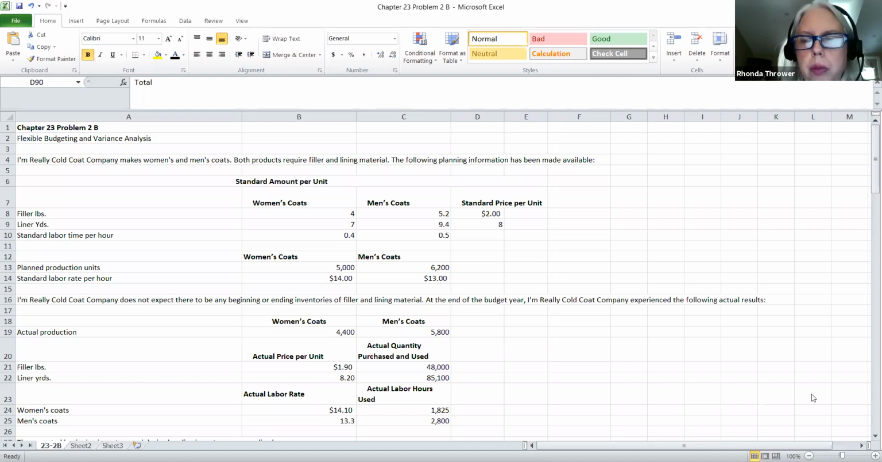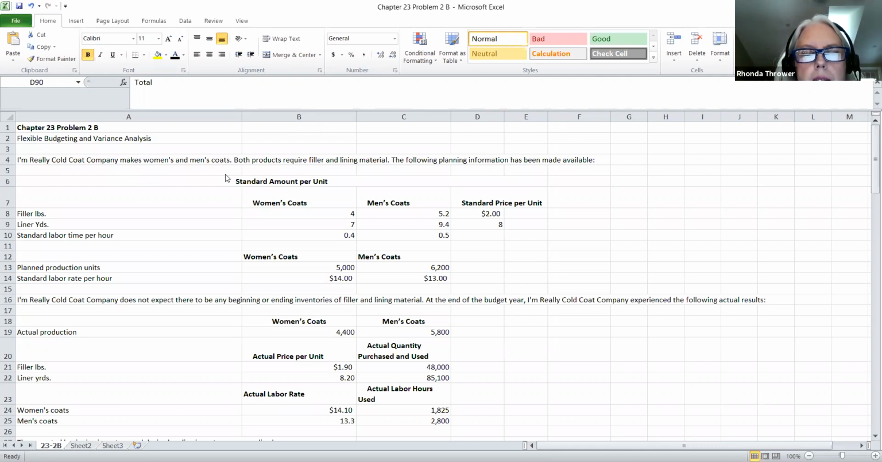Today's lesson will be Chapter 23, Problem 2B. You should be able to see Chapter 23, Problem 2B on my Excel screen. What we're going to be looking at is variance analysis, and we're going to be doing this for flexible budgeting. We're going to be the company I'm Really Cold Coat Company, and we're going to make women's and men's coats.